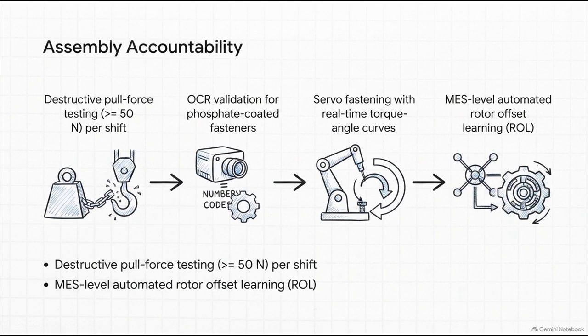Every single shift begins with destructive pull force testing, making sure those crimps can hold at least 50 newtons. For the high-current busbar bolts, optical character recognition cameras verify that the fasteners have the required phosphate coating. Then, servo drivers tighten them while analyzing real-time torque angle curves. If the friction coefficient shifts at all, the assembly line halts, ensuring physical contact resistance remains under 5 milliohms. Finally, at the end of the line, the manufacturing execution system forces an automated rotor offset learning process. The measured back electromotive force must perfectly match the excitation current phase angle, and this data is locked into the cloud. If it doesn't match perfectly, the system just flat out refuses to print a passing label.